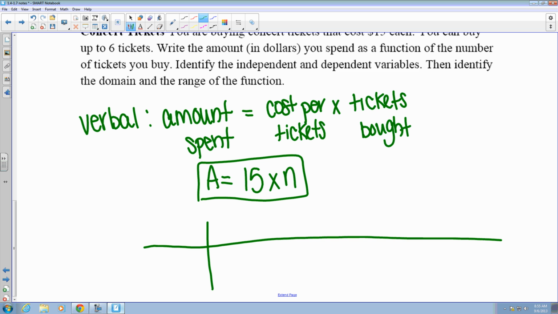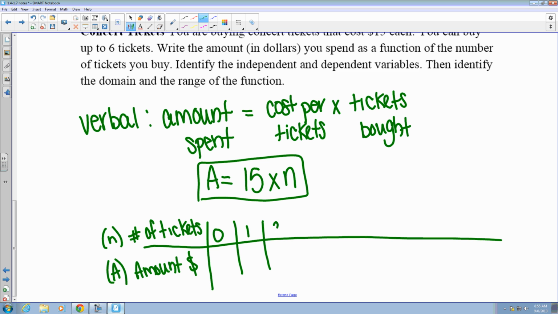Now we can make a table based on our independent and dependent variables. Top is going to be our number of tickets, which is N, and the bottom is going to be our amount spent in dollars. That's our A, based on our expression above. So we buy 0, 1, 2, 3, 4, 5, and 6 tickets.